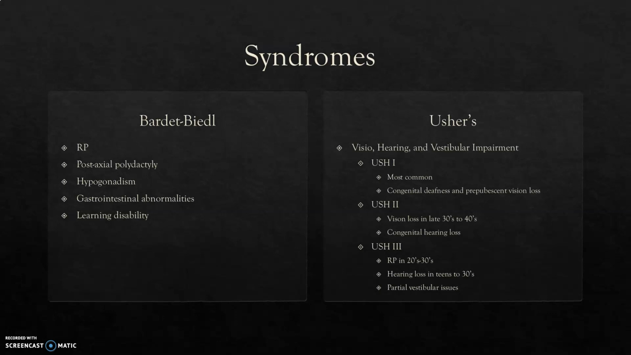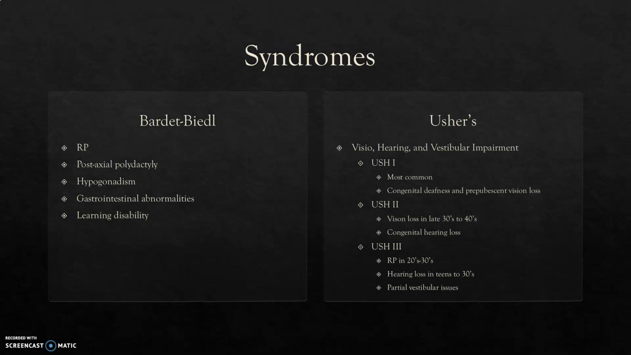which has vision, hearing, and vestibular impairment. There's 3 types. Usher's 1 is the most common. It has congenital deafness and prepubescent vision loss with some problems with balance. There's also USH2, which has congenital hearing loss, and vision loss in the late 30s to 40s, as well as some problems in vestibular.